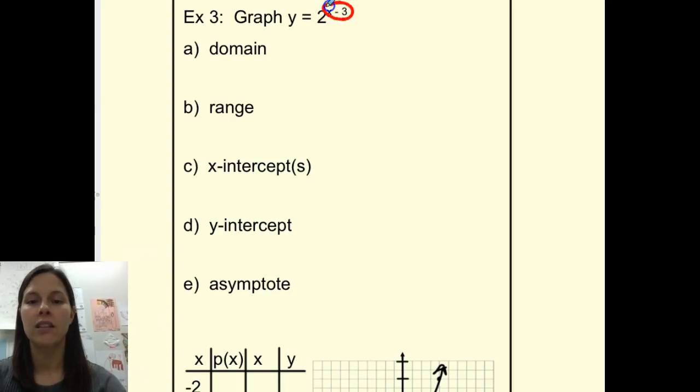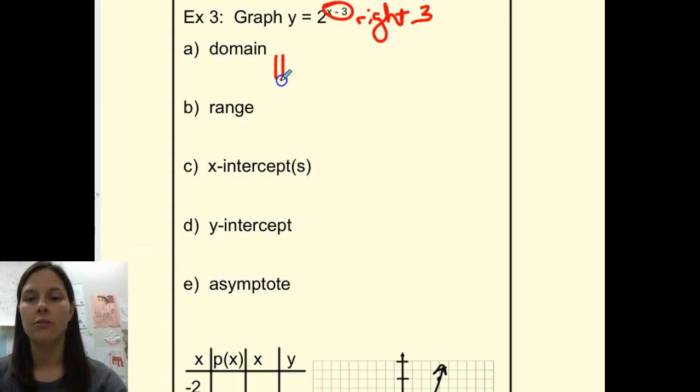This one we have a horizontal transformation. It looks like it's going left 3. We're actually going right 3. It's opposite of what we think. Domain, all real numbers. Range with a horizontal shift, it does not impact our range. We'll still have a range greater than 0. So the asymptote will be y equals 0 as well.